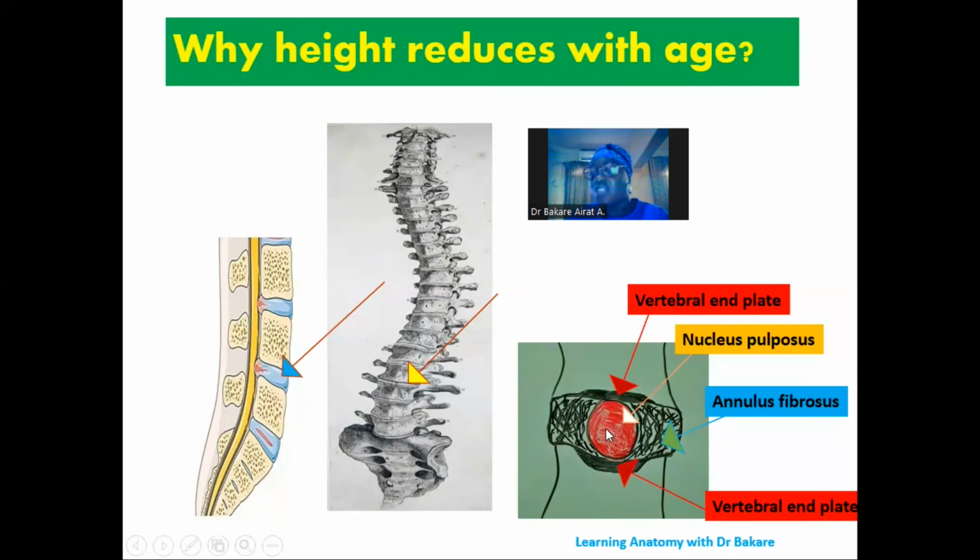Remember, we said that the nucleus pulposus is a jelly-like structure that contains a high amount of water. This water tends to dry up as we age, and if it dries up, it is going to affect the general configuration and also the size of the intervertebral disc, because if it dries up, it's going to shrink and also reduce the size of this intervertebral disc. And if the size and the height or thickness of the intervertebral disc is reduced, it is definitely going to reduce the height of the spine, and this is what translates to reducing the height of the human body as we age.